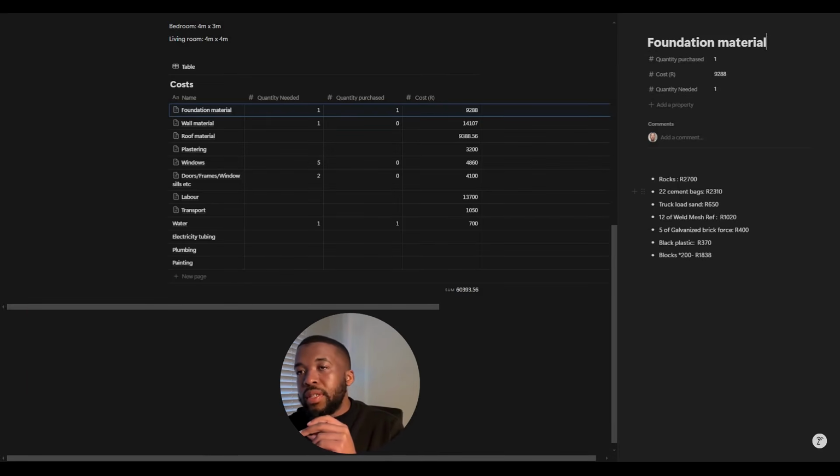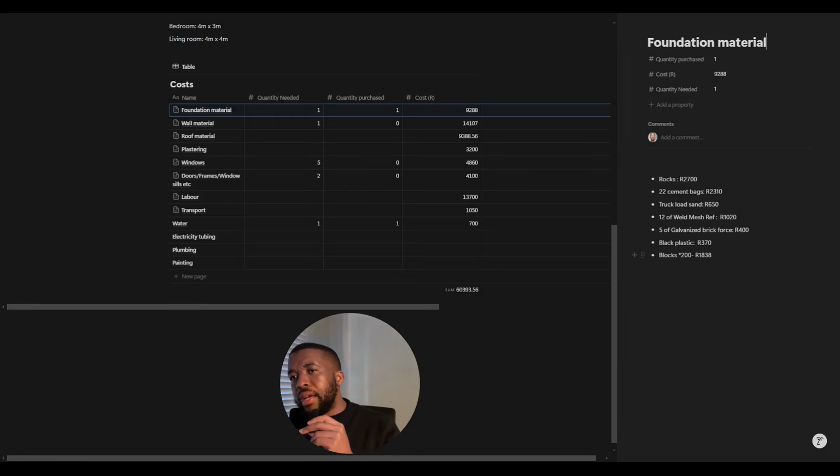So this was rocks, bags of cement, sand, what's this? Weld mesh, whatever that is. I can't remember what this is, by the way. You've got galvanized brick force. You've got black plastic, which cost about 370 bucks. I think it's the thing that goes onto the foundation. And then you have, I think, additional blocks here.